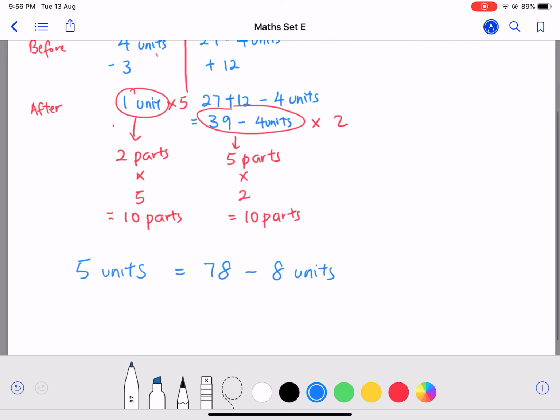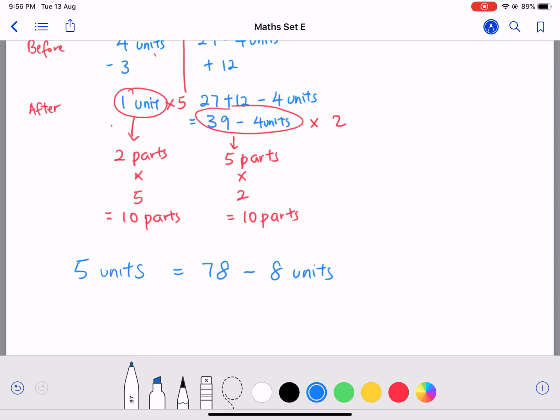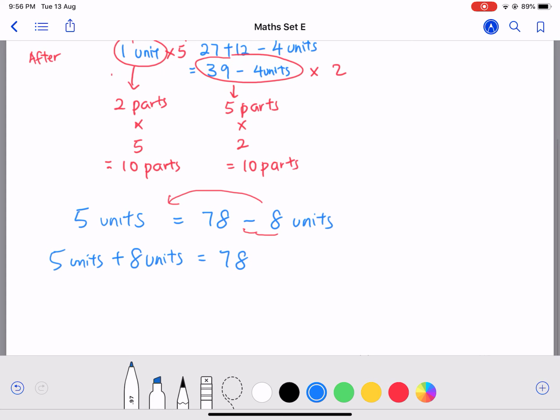Wow, so we have something out already. 5 units is equal to 78 minus 8 units. Like I said, when you have a minus sign and an 8 and you bring it over to the other side, it is 5 units, and instead of minus, now it's plus. 78 remains. A minus sign brought over to the other side becomes a plus. A plus sign brought over becomes a minus sign. So this is a total of 13 units, and 13 units is 78. We will find 1 unit, which is 6.